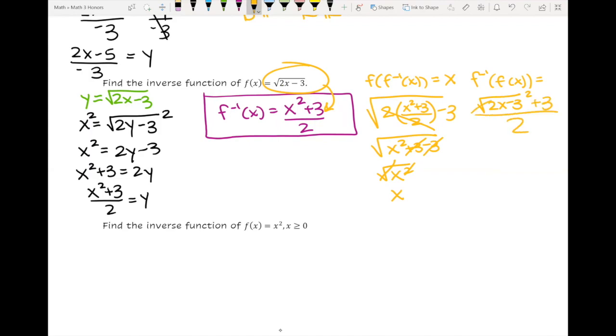Again, a square root squared, those undo each other. I have 2x minus 3 plus 3 all over 2. Addition and subtraction are inverses, those are gone. 2x divided by 2, 2 divided by 2 is 1, so we are down to a single x. Yet again, f inverse of f equals x. So this is a way for us to check and make sure we got the correct inverse, and we did.